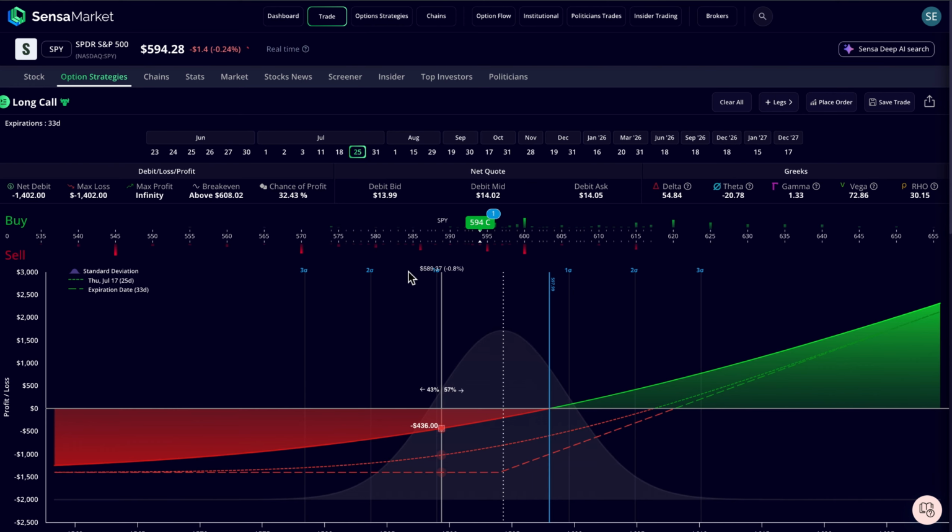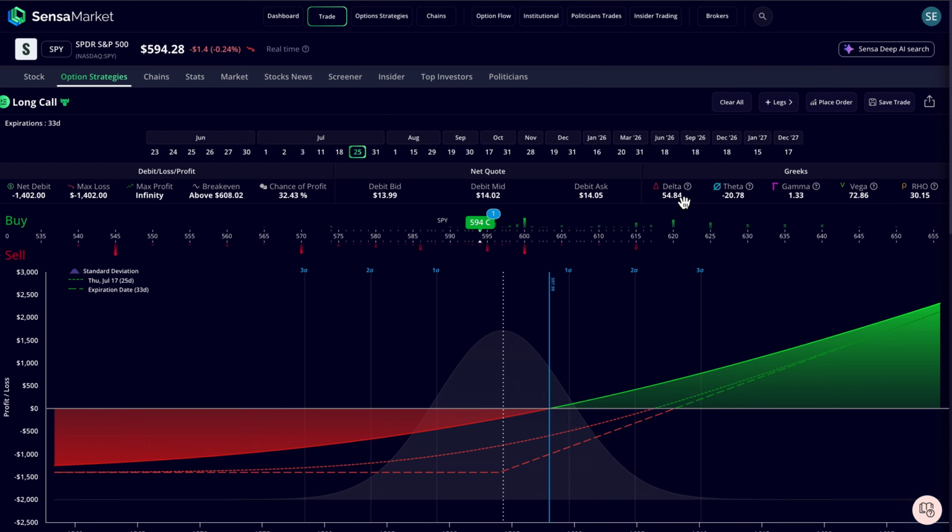Now, let's talk about option pricing. Debit bid, the highest price someone is currently willing to pay for this option. Debit mid, the midpoint between the bid and ask. This is often considered the fair value. Debit ask, the lowest price someone is currently asking to sell the option. You'll usually pay something close to this.